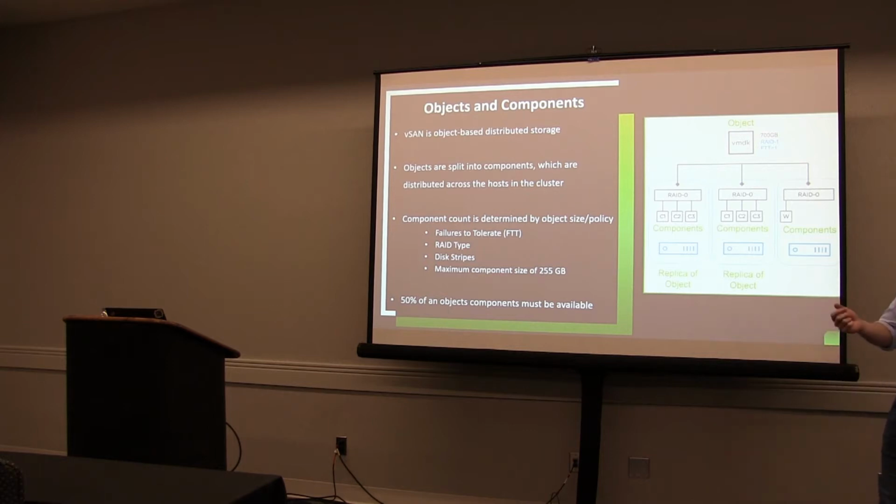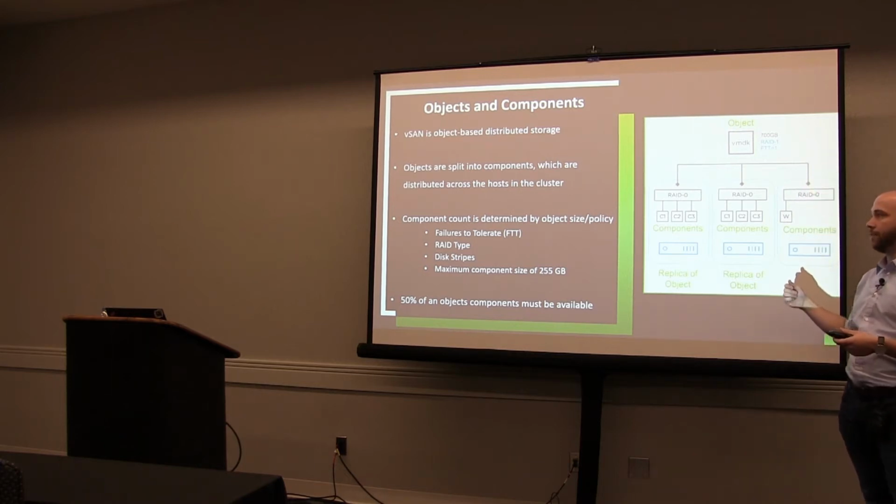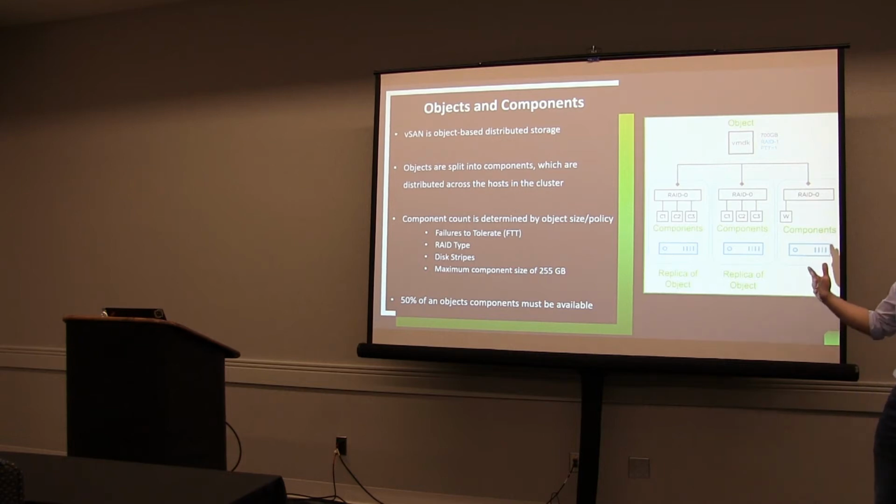One particular component has a maximum size of 255 gigs. So in this example, there's a 700 gig VMDK. Just by itself, if it weren't protected at all, it would already have 3 components because each one can only be 255 gigs. But then your component count is determined by the policy that you lay on top of it.